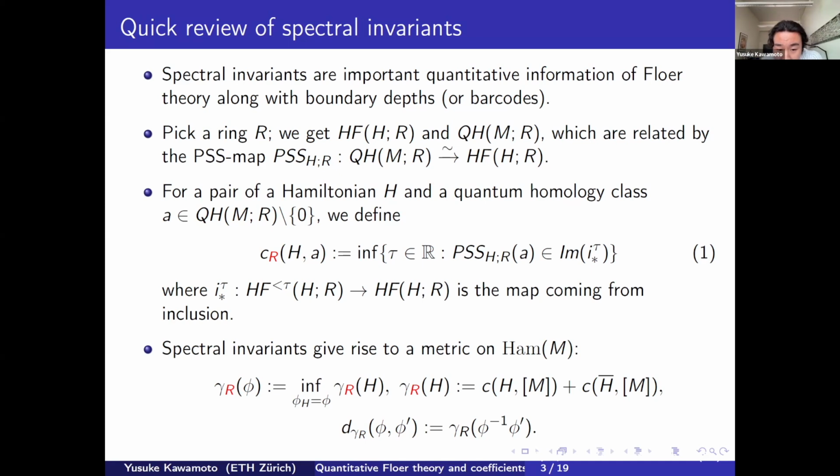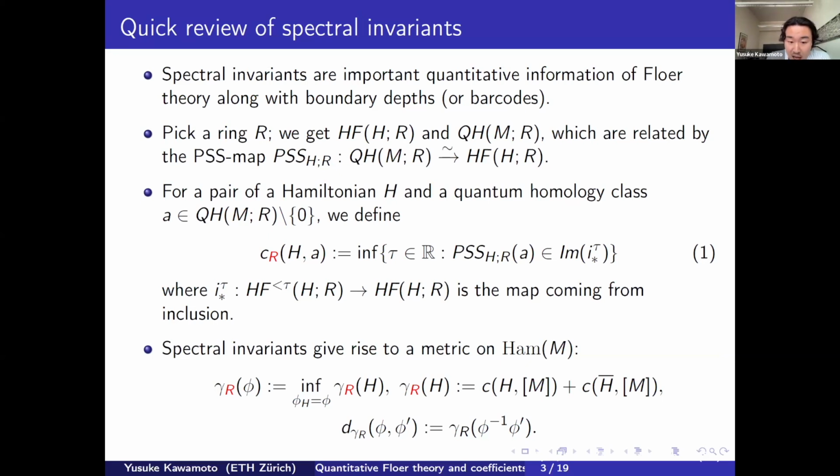One feature of spectral invariant theory is that it gives rise to a special metric called the spectral metric on the group of Hamiltonian diffeomorphisms, denoted by gamma. The definition goes as follows. The spectral norm gamma for a Hamiltonian H is the sum of two spectral invariants: one coming from the fundamental class and the Hamiltonian H, and the other coming from the fundamental class and the inverse Hamiltonian, the Hamiltonian that gives you the opposite flow of H.